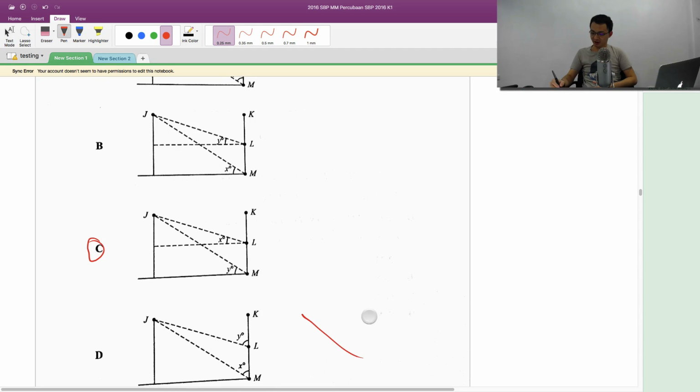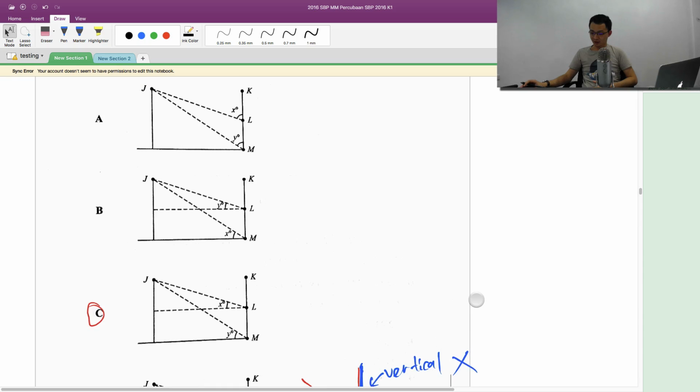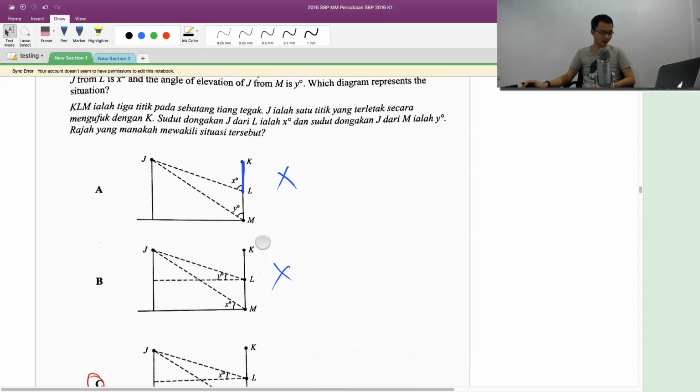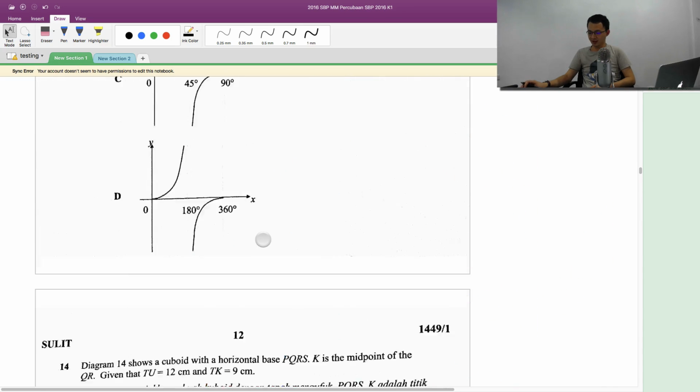What do I mean by vertical? For example, if angle Y is here, he chooses the vertical line. Whenever he chooses this vertical line, it is wrong. Same thing over here, he chooses the vertical line, so this is wrong. And for this one, J from L is X, he chose Y, so this is wrong. Some students think the clockwise thing is wrong, it's anti-clockwise.